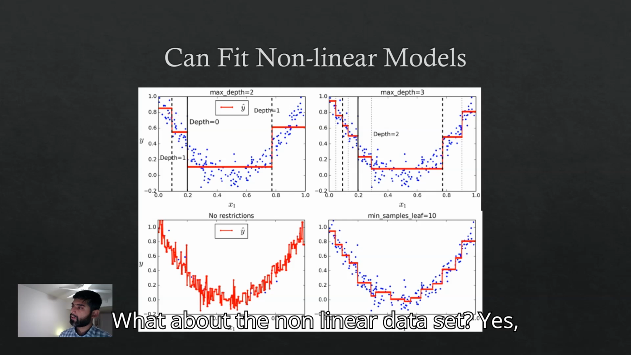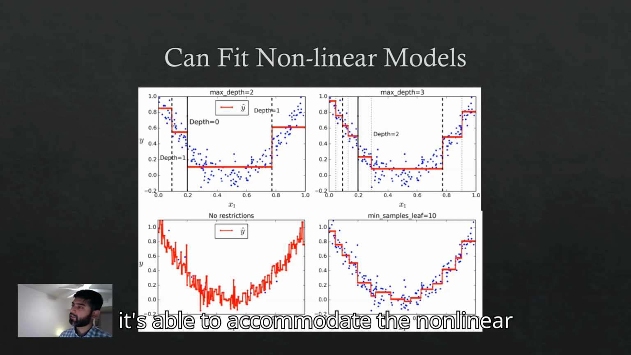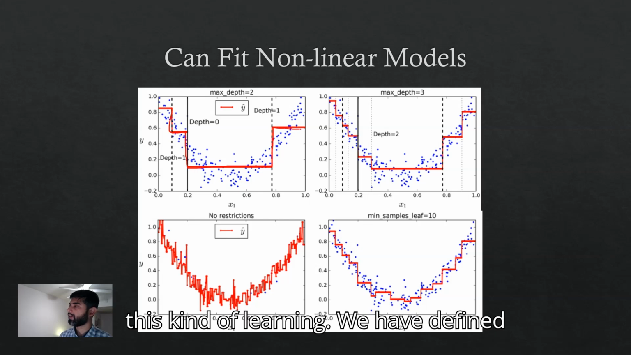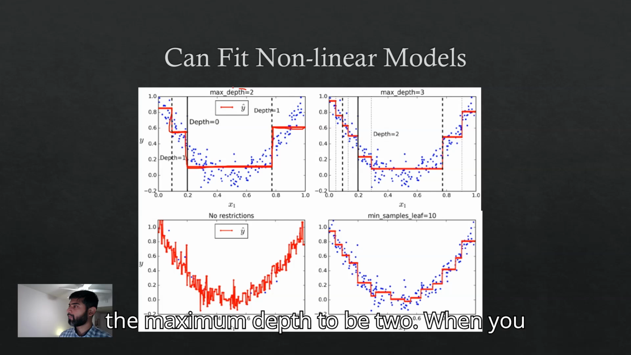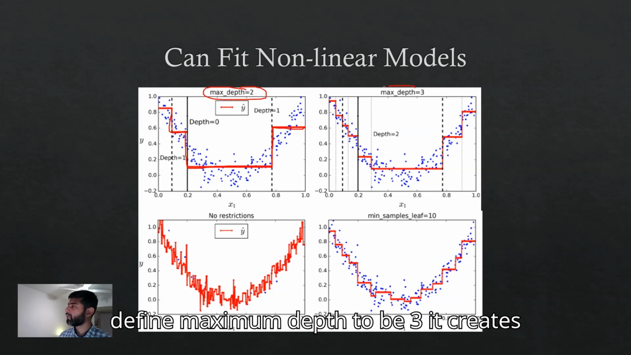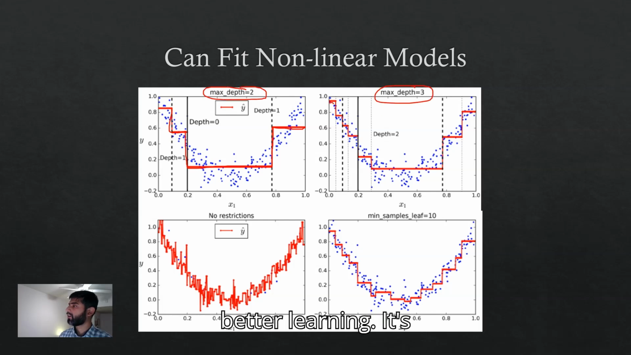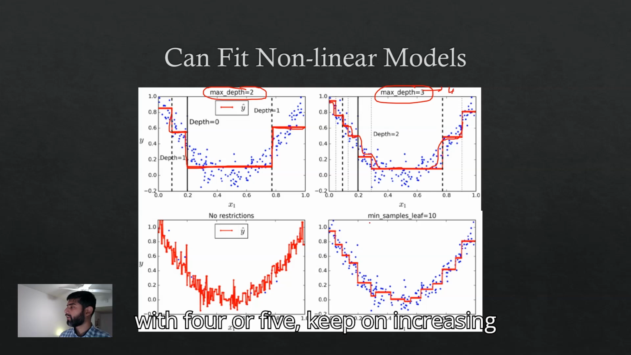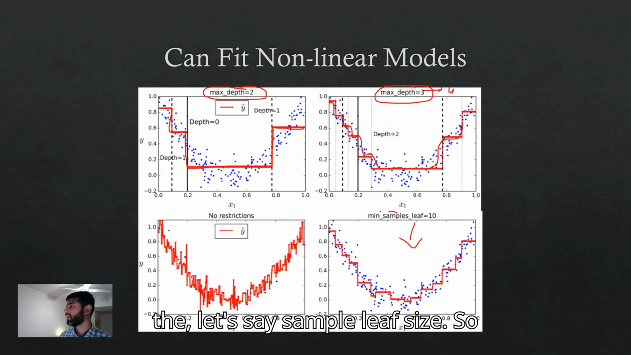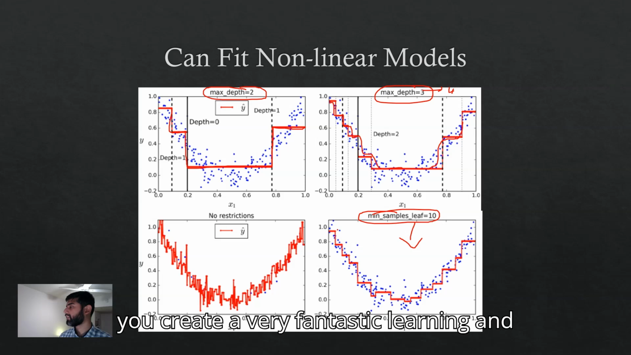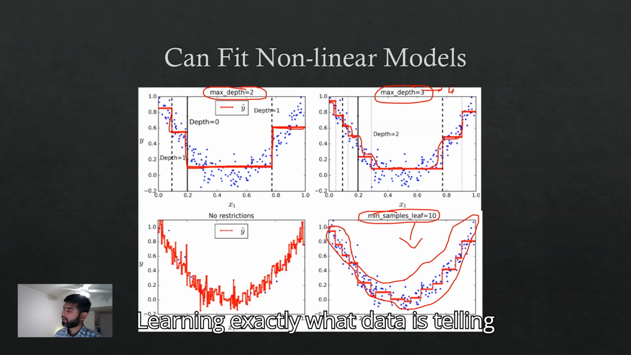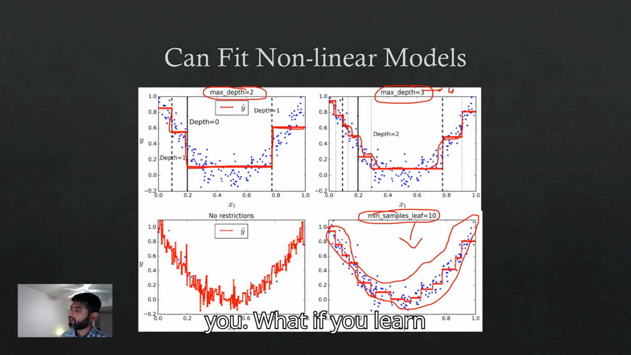What about the non-linear dataset? Yes, it's able to accommodate the non-linear continuous variable and it will create this kind of learning. We have defined the maximum depth to be 2. When you define maximum depth to be 3, it creates better learning. It's following the pattern. You can go on with 4, 5, keep on increasing the, let's say, sample leaf size. So you create a very fantastic learning and you are almost learning exactly what the data is telling you.